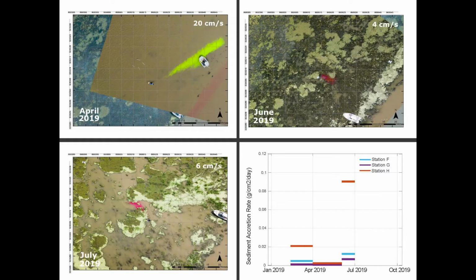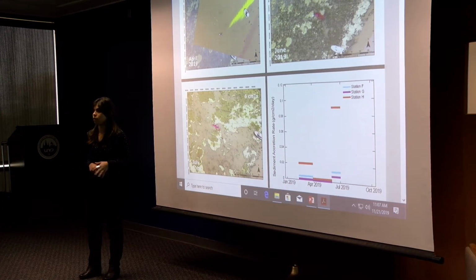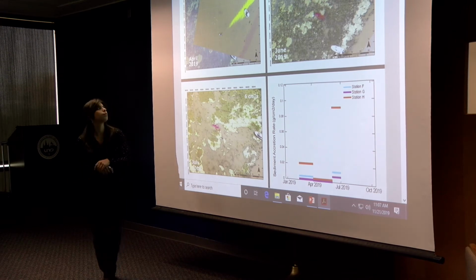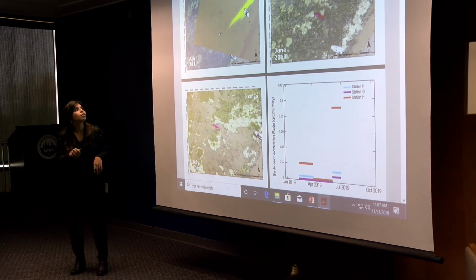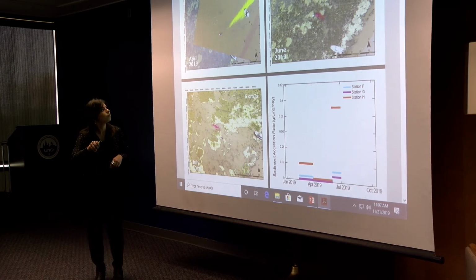And we visited the site during spring and summer. In April, and as you can see here, there was almost no vegetation. There are a couple of spots that correspond to submerged aquatic vegetation, but there was almost nothing. We had a flow velocity of approximately 20 centimeters per second, measured with dye injections here.